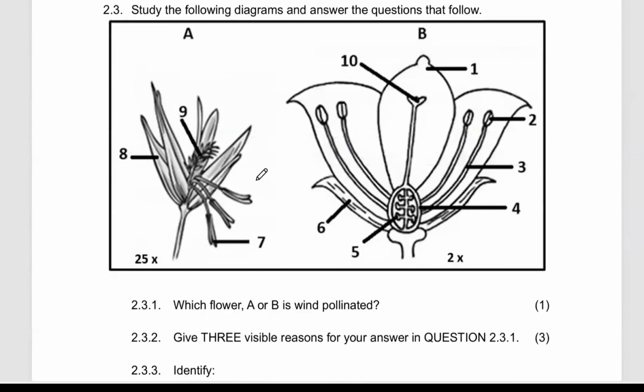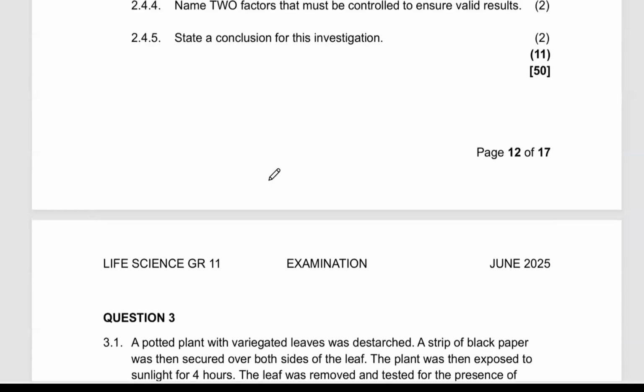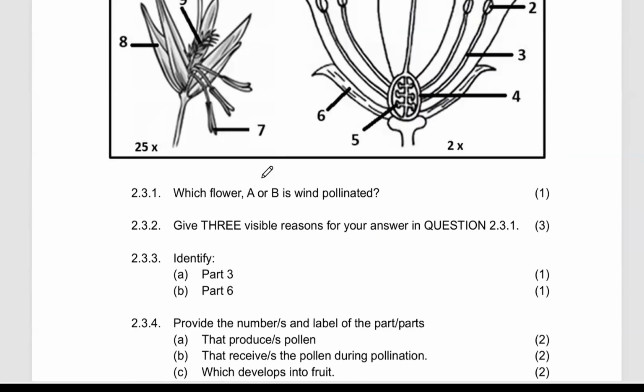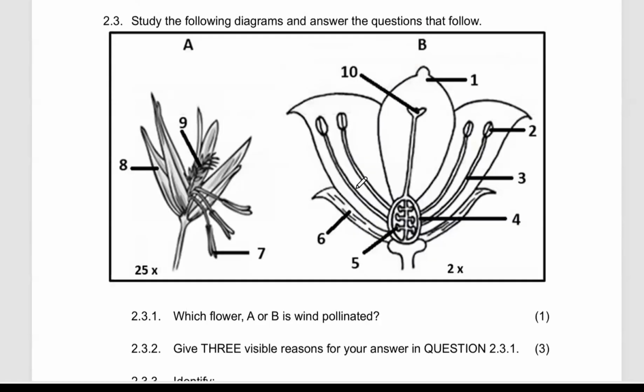Then we go to the next question, which is a flower. We talked about the flower, and we said don't go to the paper without knowing it. Which flower, A or B, is wind pollinated? Wind pollinated. So the answer is A. Yes, the answer is A.